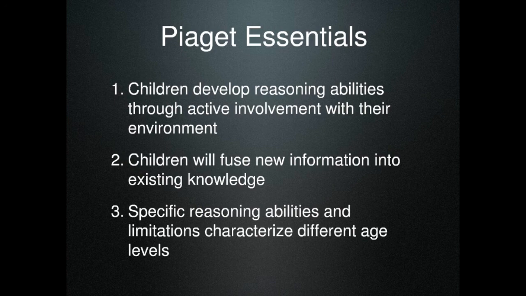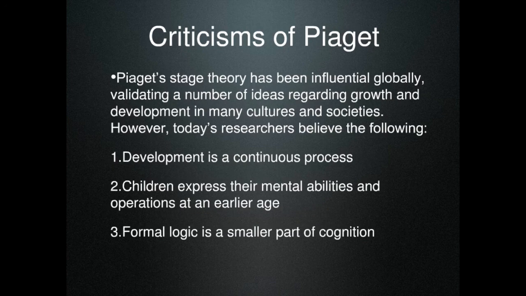So what are the essentials? Children develop reasoning abilities through active involvement with their environment. They fuse new information into existing knowledge, and specific reasoning abilities and limitations characterize different age levels. And Piaget is the one that says you're moving along basically at a flat line, and all of a sudden you hit this point in your development where you jump up and you move on to the next stage automatically. All of your thinking and reasoning abilities move onto that next stage all at once. And that's kind of a criticism of Piaget.